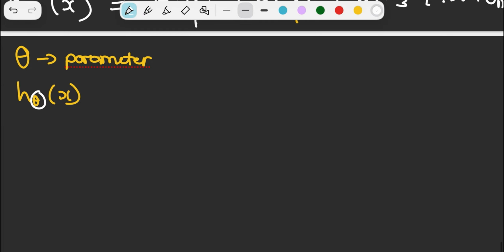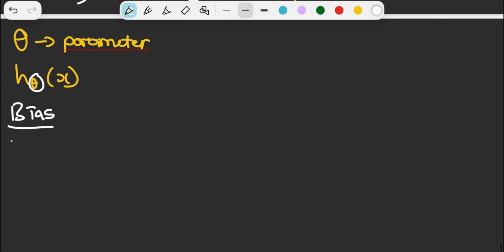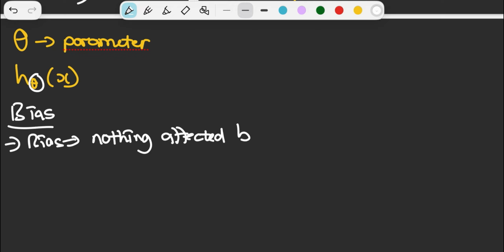But we have a problem. We need to introduce what you call a bias. So think about this: you're born as a human being, as a little baby, with a certain height. So it's possible to have a bias, which is nothing that's affected by the features.